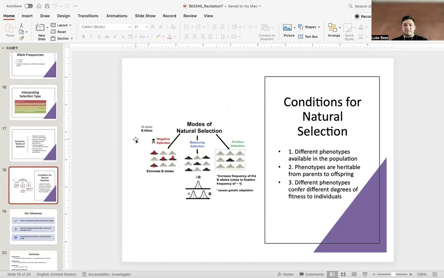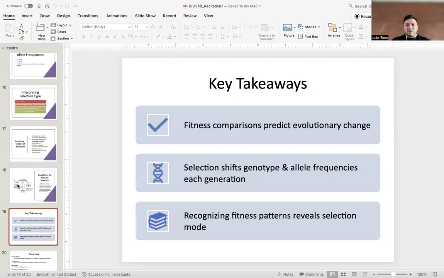Then conditions for natural selection. Different phenotypes are available in the population. Phenotypes are heritable, obviously. And then these different phenotypes confer different degrees of fitness to individuals. So obviously, this isn't quite Mendelian genetics because there are some other factors that go into it, in terms of looking at population genetics. So then the key takeaways here are that fitness comparisons predict evolutionary change. Selection shifts genotype and allele frequencies each generation, and recognizing fitness patterns reveals selection modes.